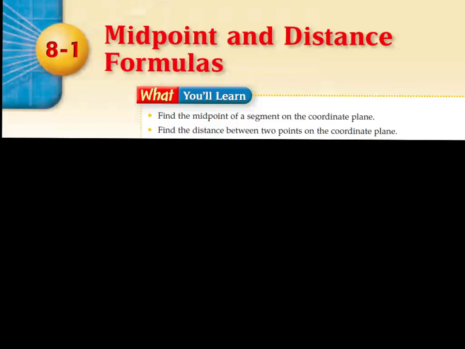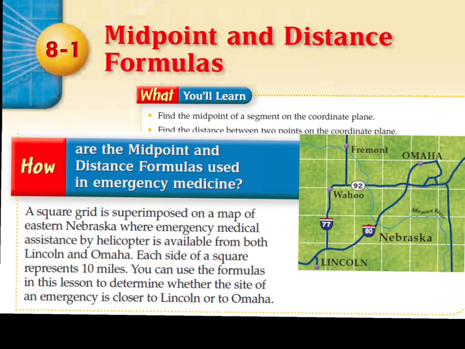In this lesson, you'll learn to find the midpoint of a segment on the coordinate plane and find the distance between 2 points on the coordinate plane. How are the midpoint and distance formulas used in emergency medicine? A square grid is superimposed on a map of eastern Nebraska, where emergency medical assistance by helicopter is available from both Lincoln and Omaha. Each side of a square represents 10 miles. You can use the formulas in this lesson to determine whether the site of emergency is closer to Lincoln or to Omaha.